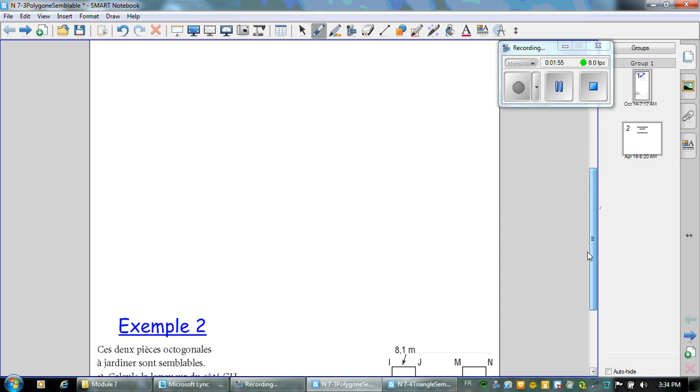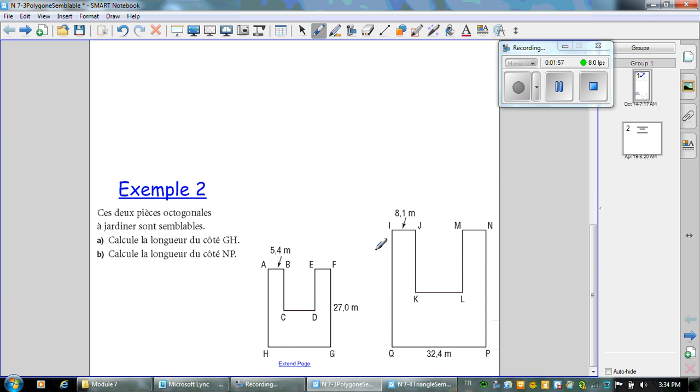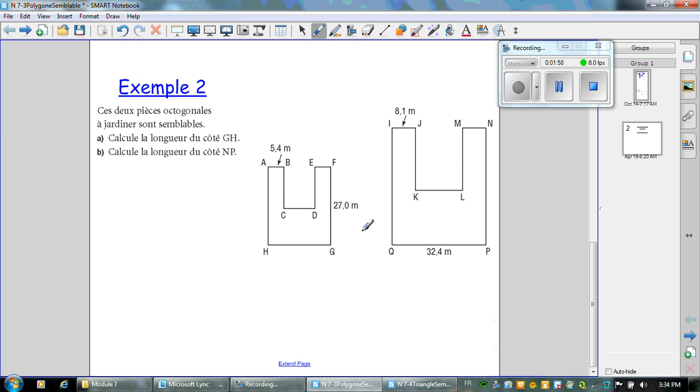So let's do another example here. Here we have two figures. They are similar to each other. So what we need to do is find the length of GH, this side here I'm looking for, and NP, this one here. To do that, we need to find our ratio.